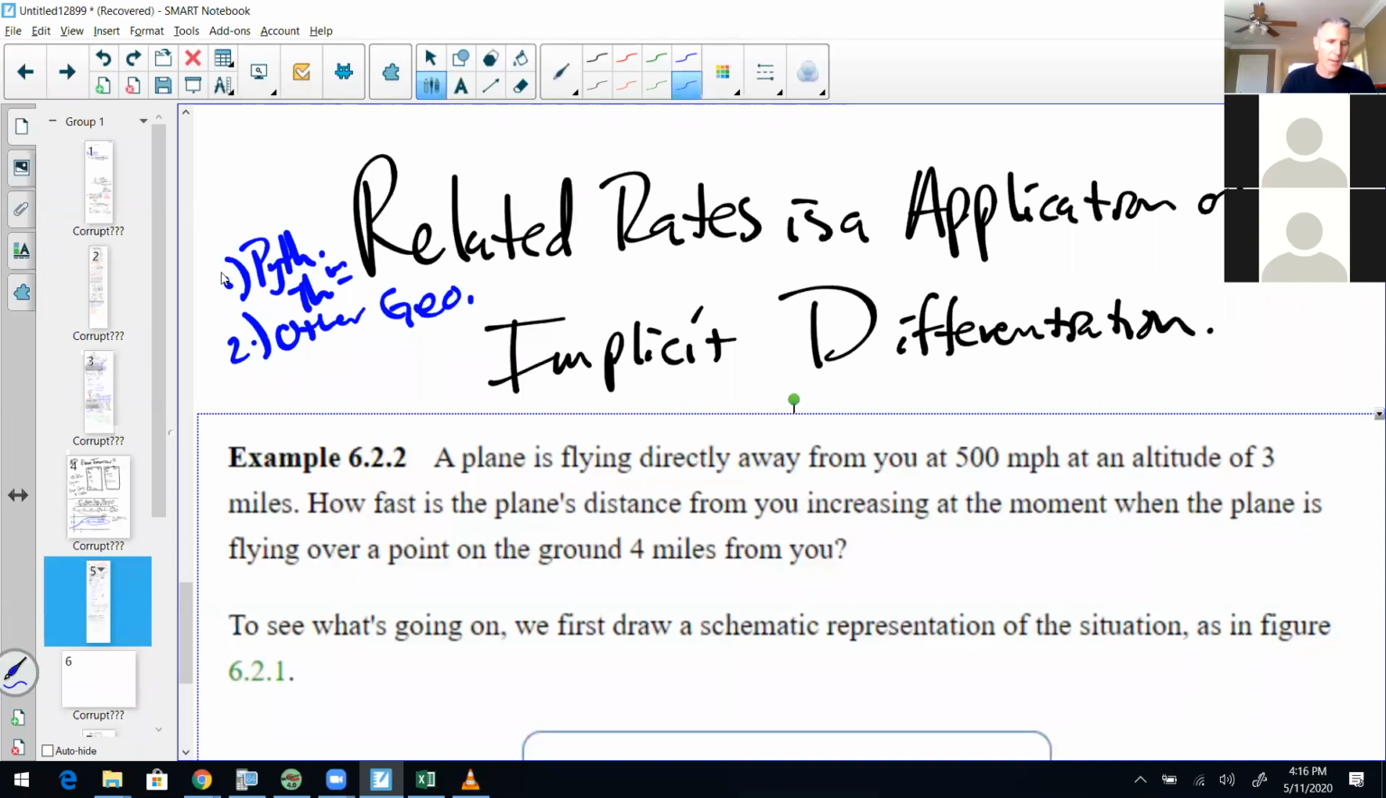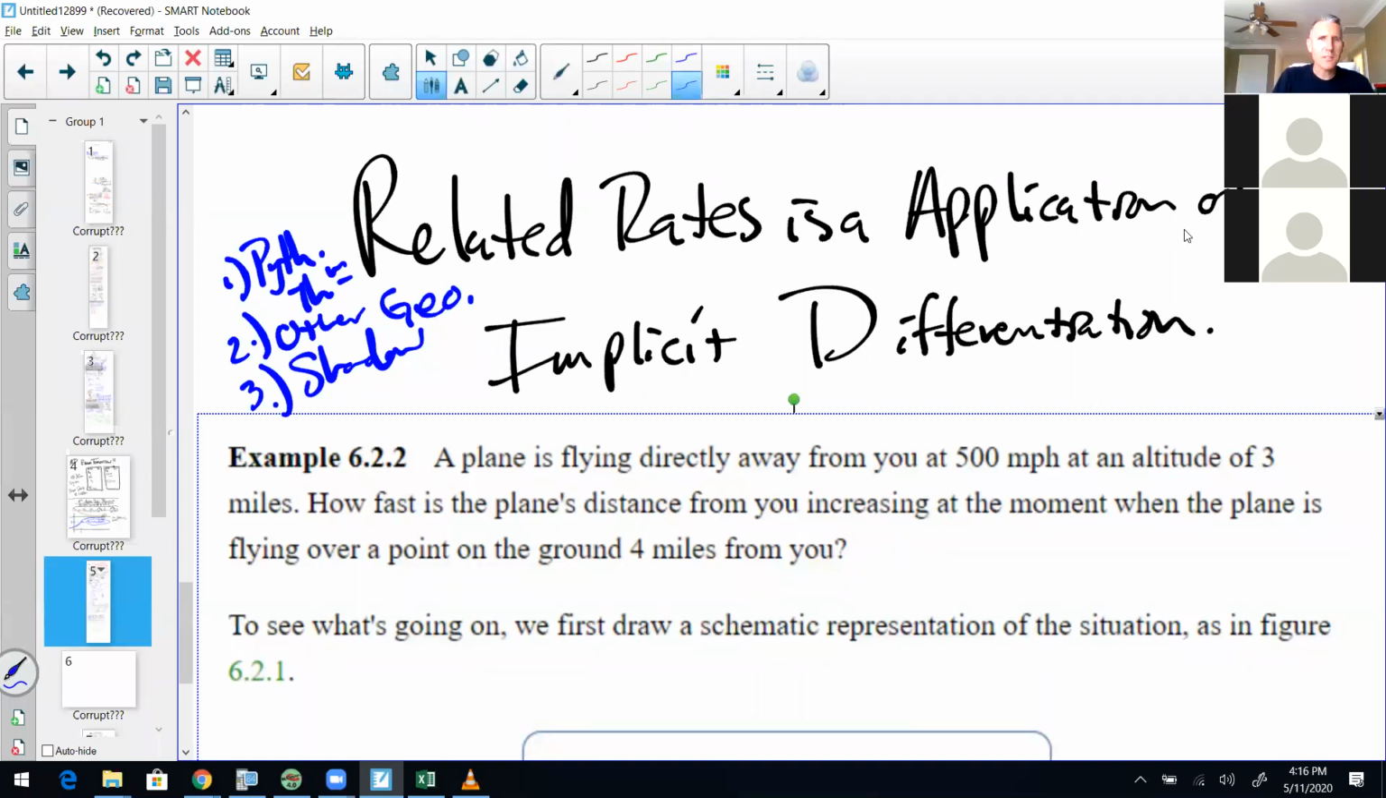Or the third type are those shadow problems, right? So shadow. With the shadow problems, you got to look at the rate that the person is walking plus the rate that the shadow is growing from his or her body. And so you have that stuff.